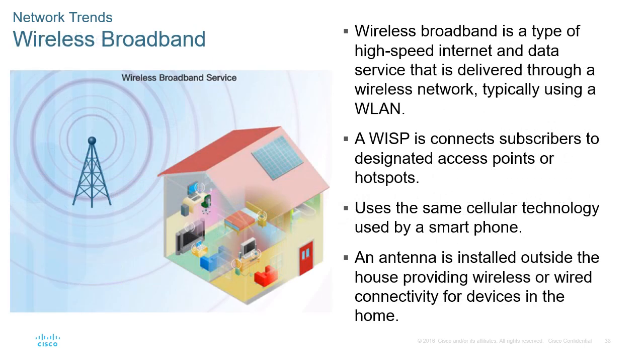With wireless broadband, we have a type of high-speed internet service that is delivered through a wireless network. So what your wireless internet service provider does is connect you to a designated access point or hotspot. You have an antenna installed outside the house, and it provides connectivity for all the devices in the home. It basically uses the same technology that is used by the smartphone.